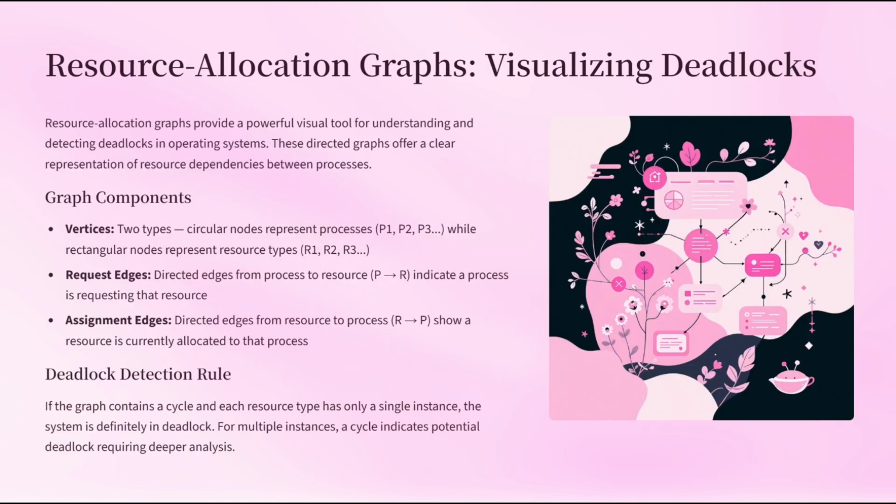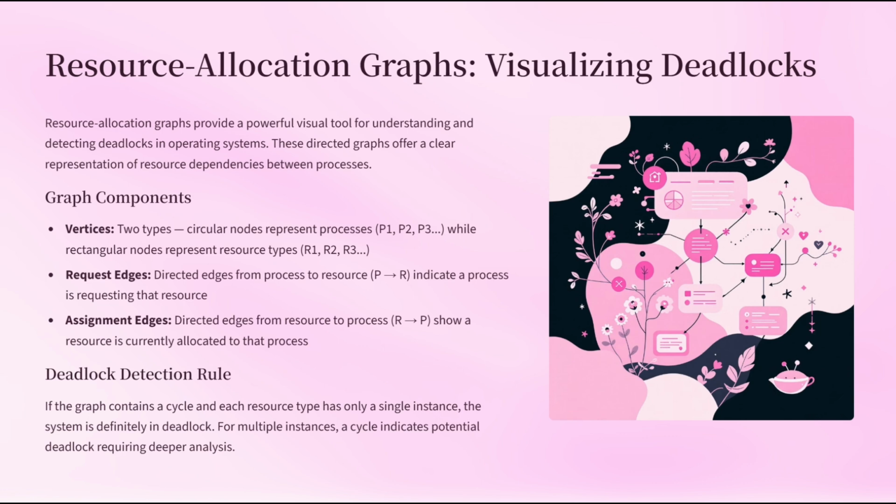Resource allocation graphs visualizing deadlocks. To detect and understand deadlocks, we can use resource allocation graphs. These are directed graphs showing which processes are using or requesting which resources. Vertices: circles represent processes. Rectangles represent resource types. Request edges: arrows from a process to a resource indicate the process is requesting that resource. Assignment edges: arrows from a resource to a process show that the resource is already allocated.